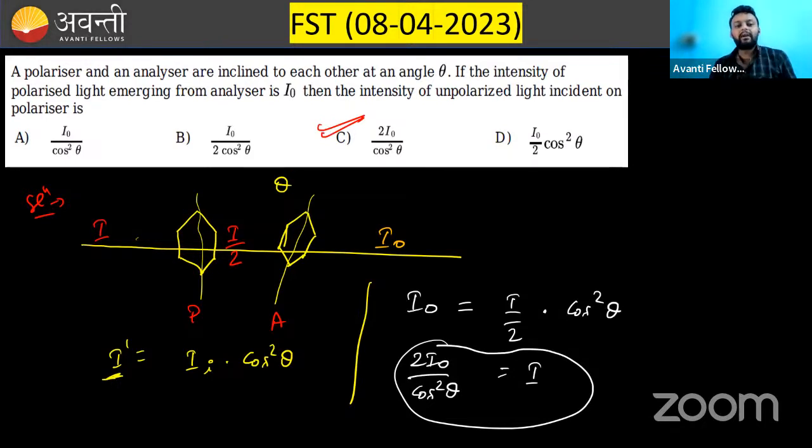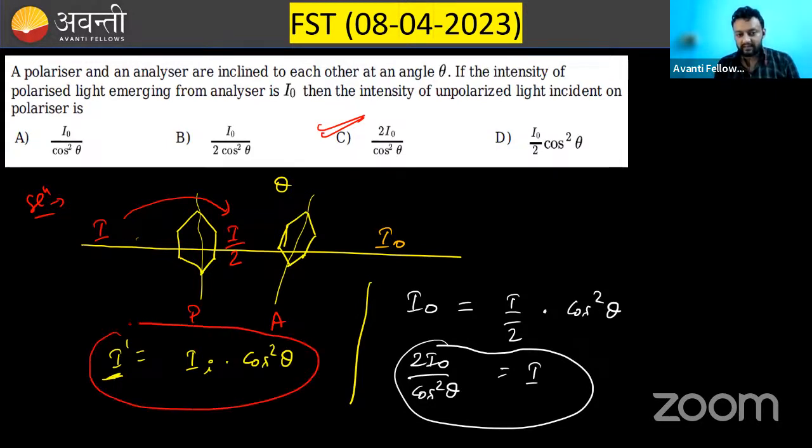So what is to be remembered after this question? That the intensity of light after passing through the polarizer becomes half. One thing to be remembered. Another statement, this is known as law of Malus.